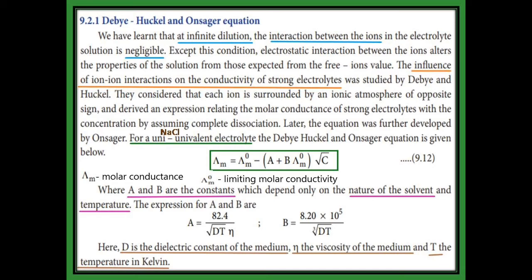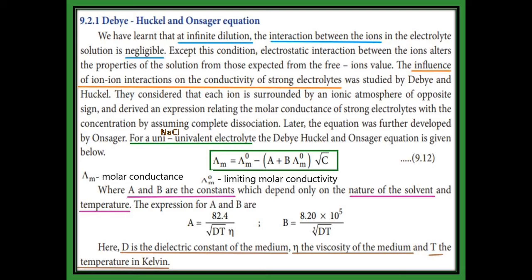For that, they gave equation 9.12: uppercase lambda is equal to uppercase lambda naught, we can say the degree symbol is naught also, so uppercase lambda naught minus (A plus B uppercase lambda naught) times the square root of c. In this equation, uppercase lambda is called the molar conductance and uppercase lambda naught is called the limiting molar conductivity. Then A and B are constants. These constants depend on the nature of the solvent and the temperature.